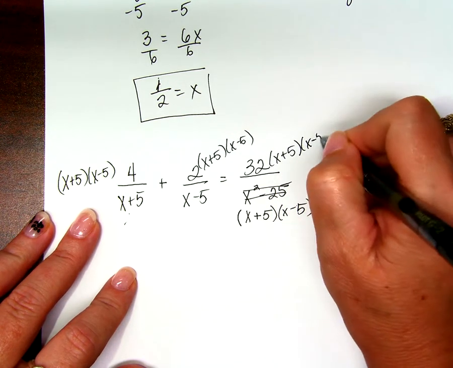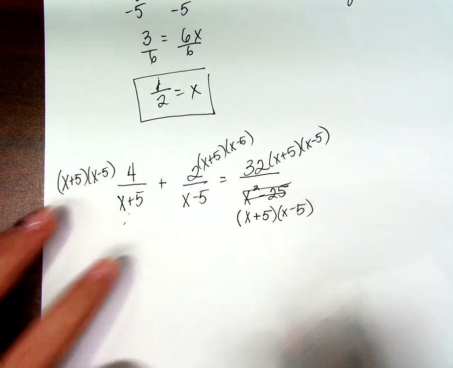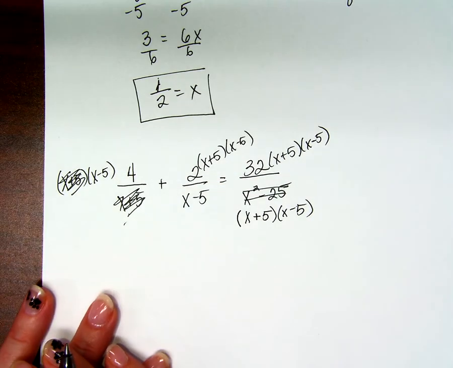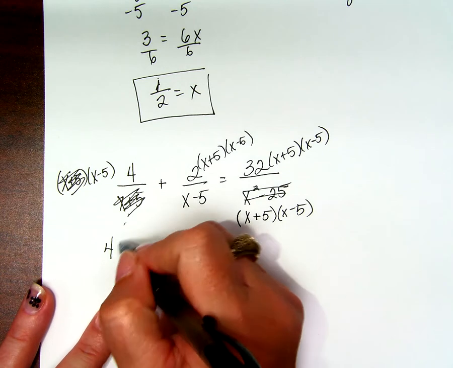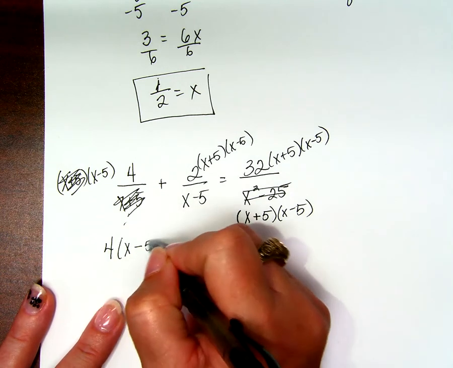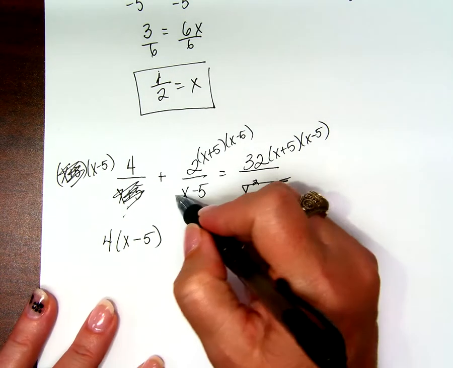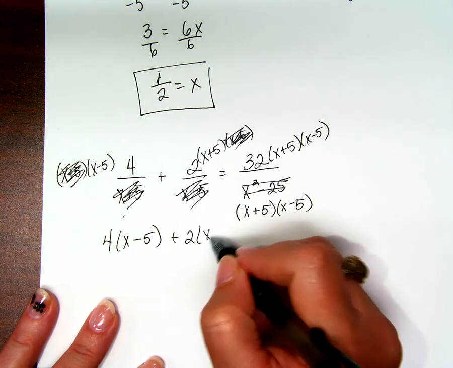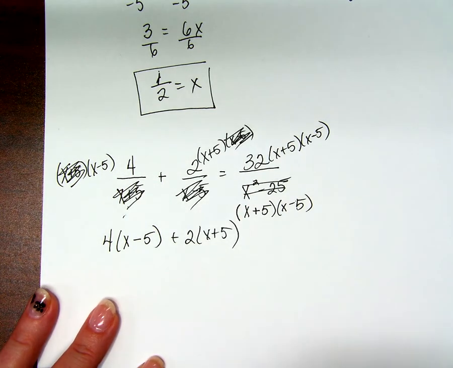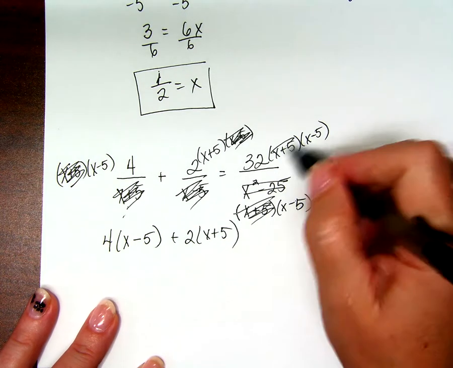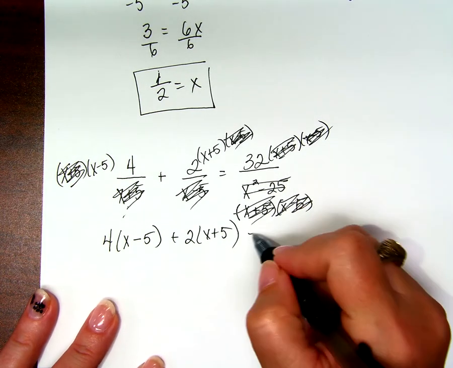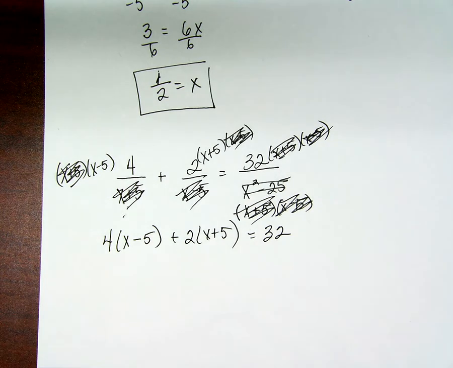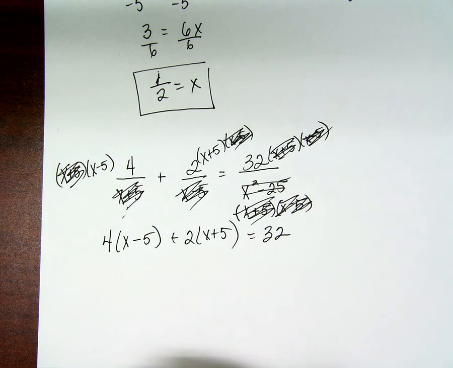Now, it's not necessary to write it by every single term, but I like to do that because I like to do stuff like this. That cancels with that. And for that term, I'm left with 4 times x minus 5. For here, that leaves me with 2 times x plus 5. And here, this is really nice because that goes away and so does that, and all I'm left with is 32. And that suddenly becomes just a linear equation that we can solve.